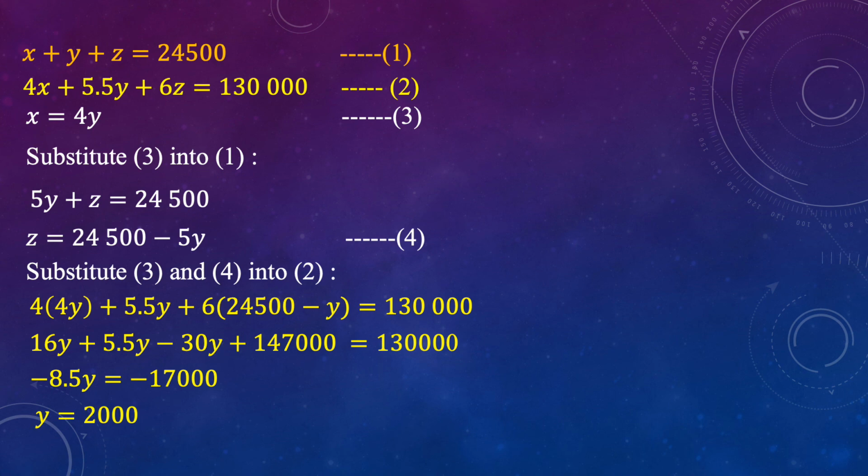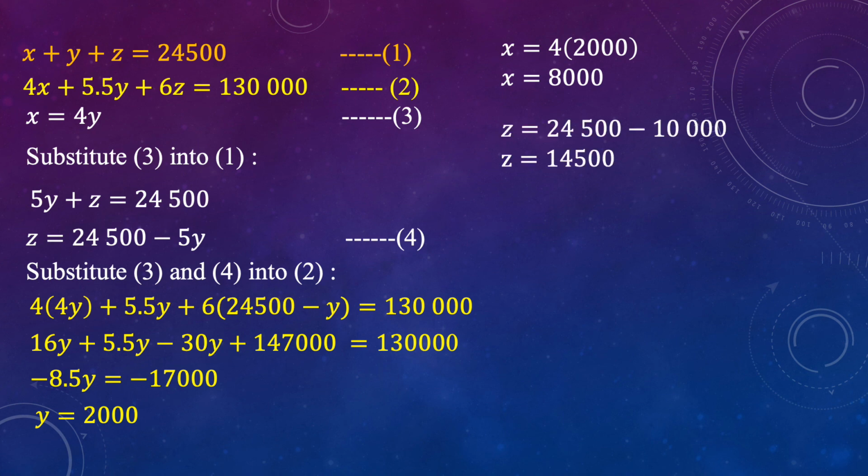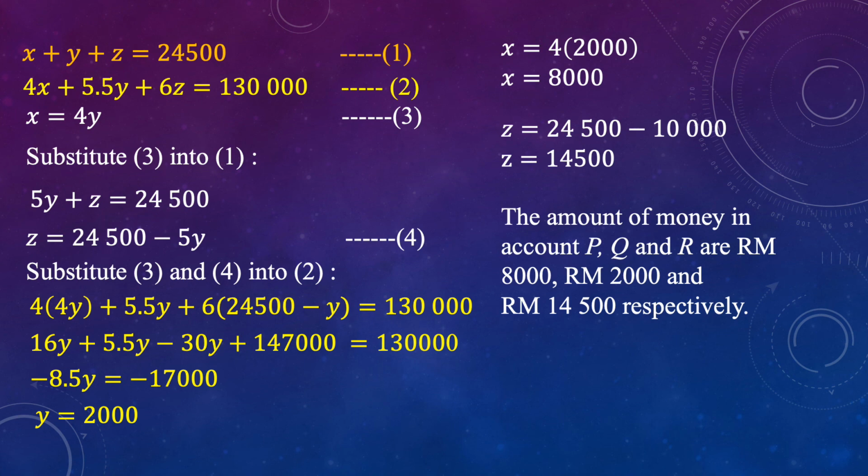Then from here, you can substitute y equals 2,000 into equation number 3. So you get 4 times 2,000, you get 8,000 for x. And then for z, it will be 24,500 minus 5 times 2,000, which is 10,000. You get 14,500. Therefore, the amount of money in P, Q, and R are RM 8,000, RM 2,000, and RM 14,500 respectively.